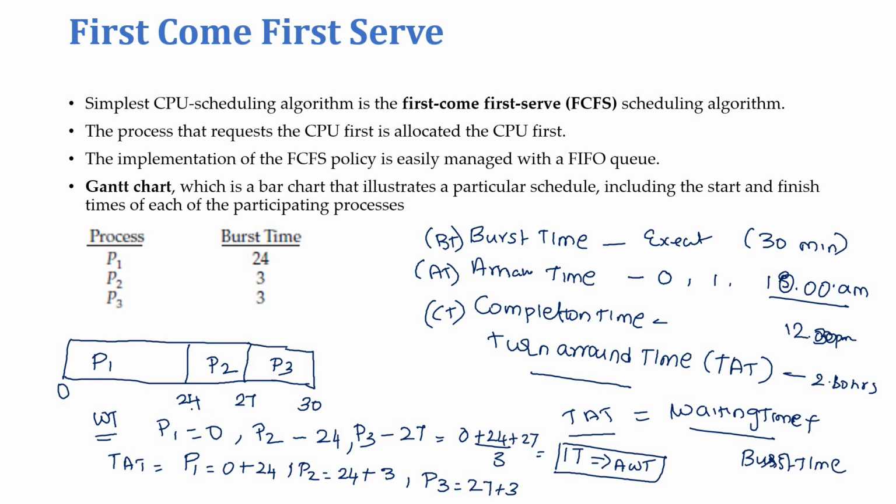So the completion time for P1 is 24, for P2 is 27, and for P3 is 30. So it's a very simple algorithm, and we can easily identify the waiting time, completion time and then turnaround time using the Gantt chart. So this is our Gantt chart. It is a bar chart. We can easily identify all these details from this.